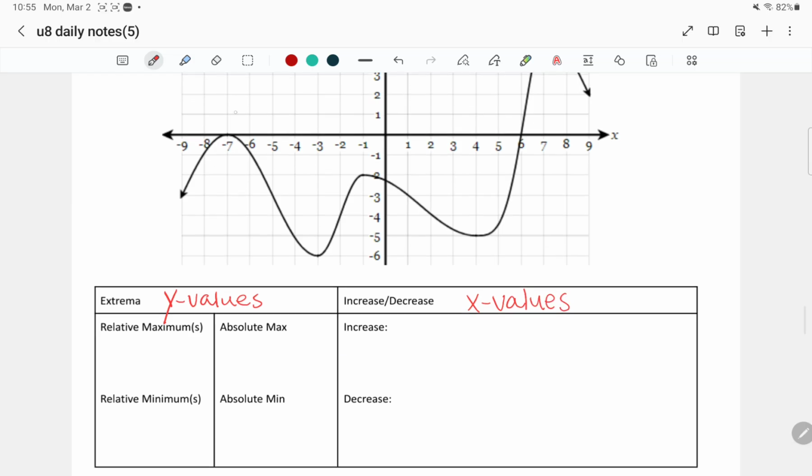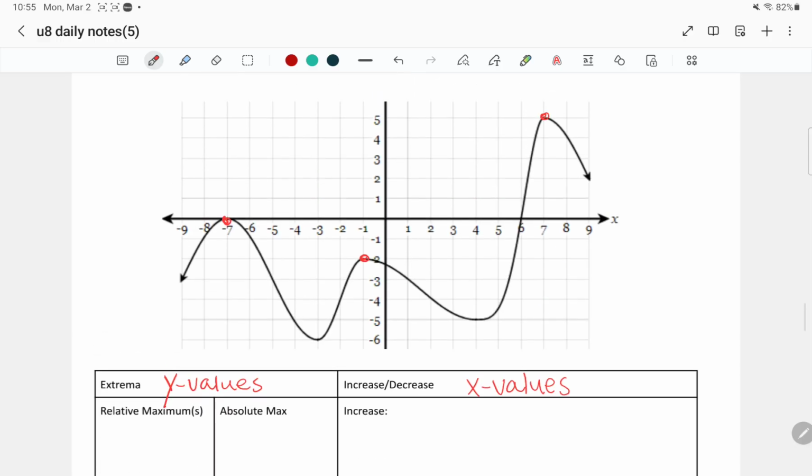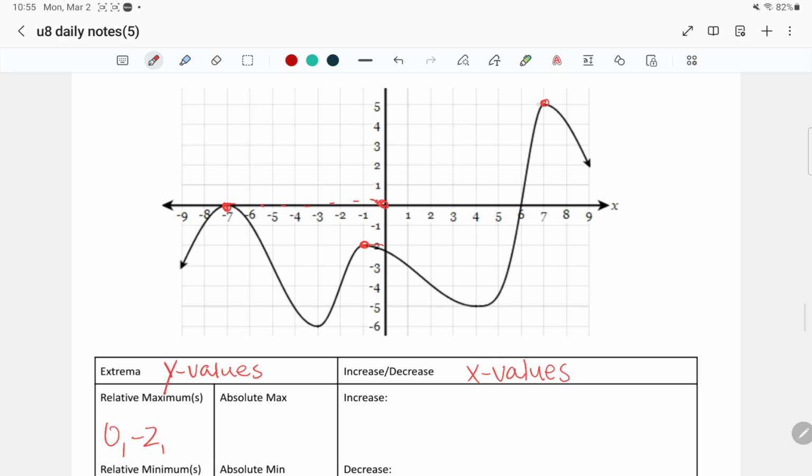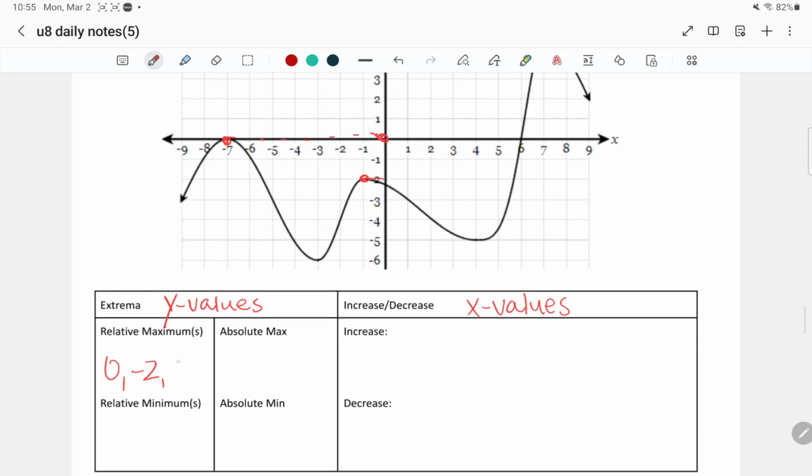Okay, my maximums, all my peaks, right here. I care about the y values. This y value is probably our trickiest, right? That is 0. This one is -2. This one is 5. And then the absolute maximum is the absolute highest. So it's going to be 5.